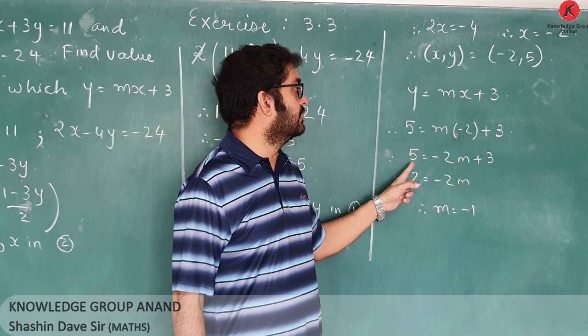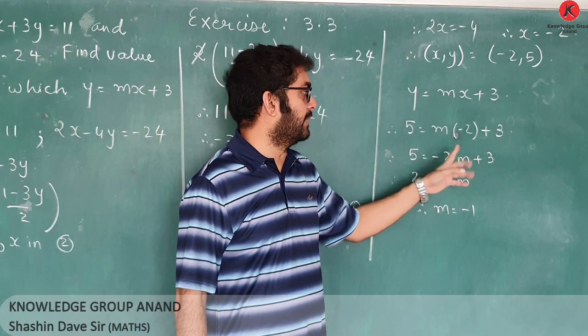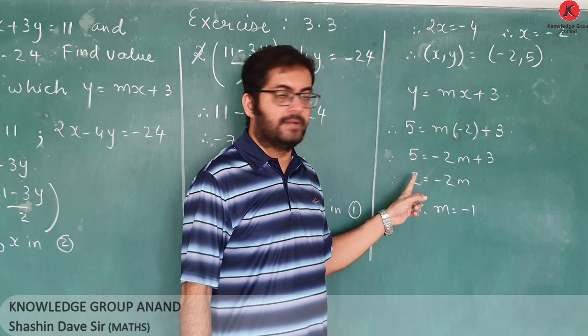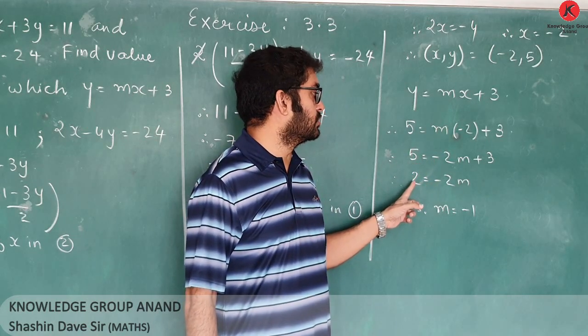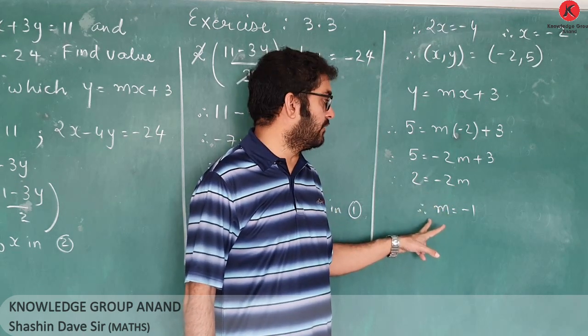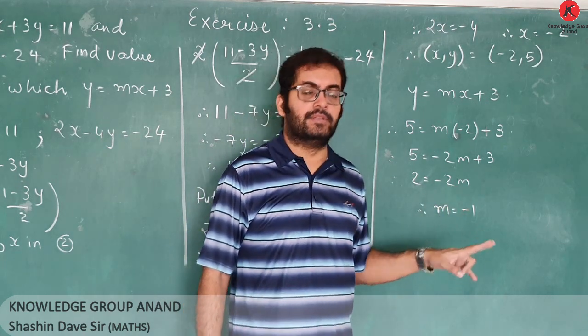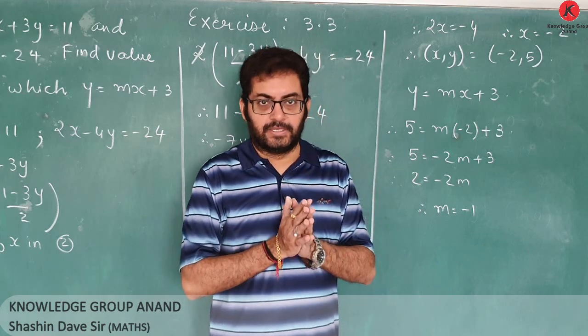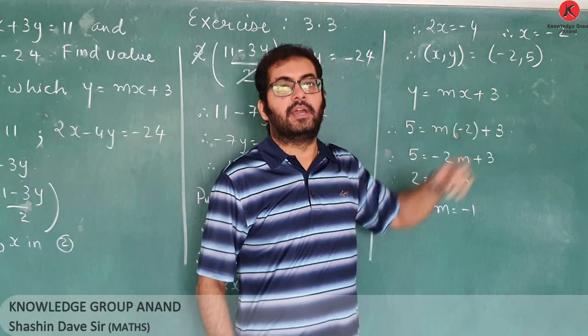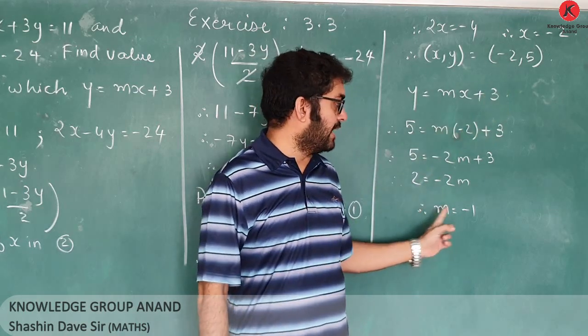So I got 5 is equal to minus 2m plus 3. When I bring this 3 on the left hand side, 5 minus 3 is 2. So the value of minus 2m is 2. That gives me the value of m as minus 1. So we have solved both the things. The value of x and y is minus 2 and 5, and the value of m is minus 1.